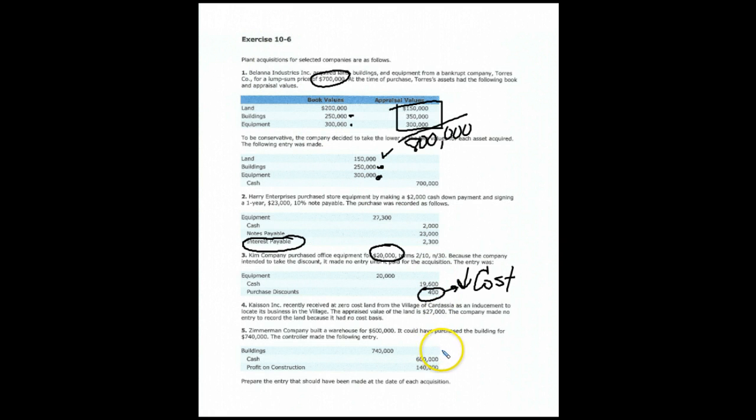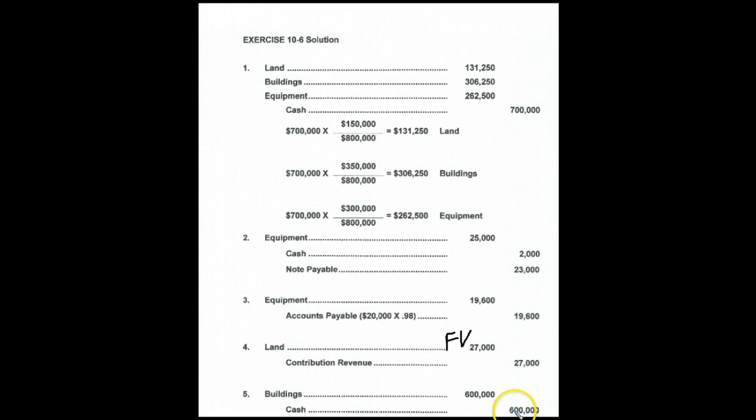And then the last one, we have a warehouse that we paid $600,000 for, but it could have purchased another building for $740,000. So it's really kind of weird, isn't it, that they recorded the building at $740,000 and they show some sort of profit on that purchase. How weird is that? So we want to record our costs, not what our cost would have been if we bought a different building. So our cost for this building is $600,000, and that's what we want to record it at.